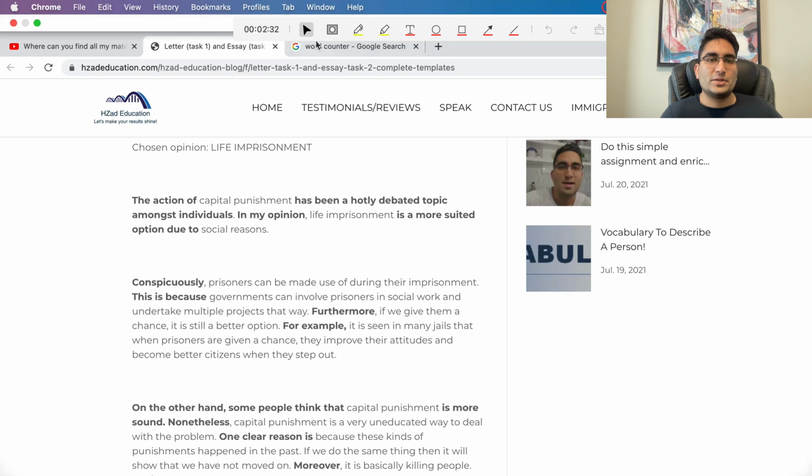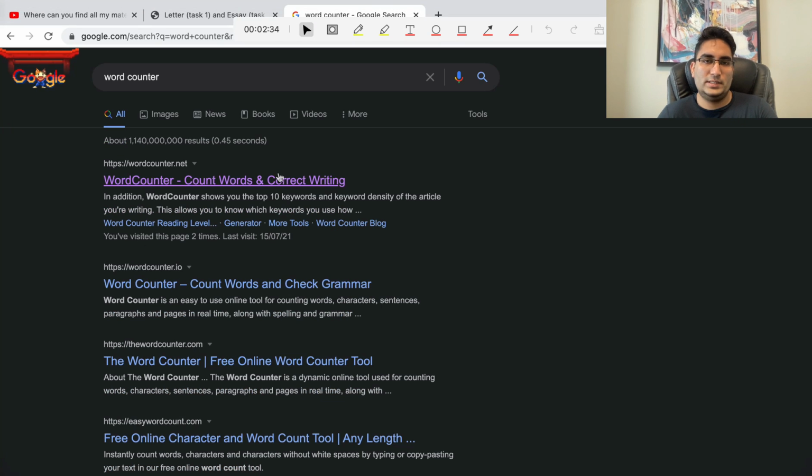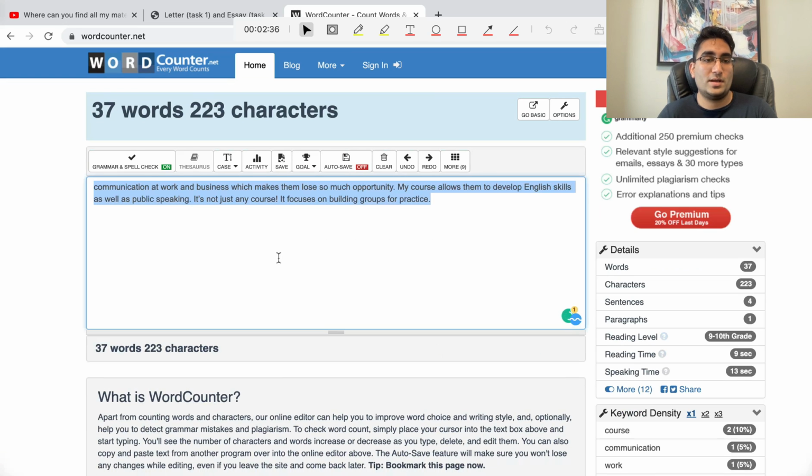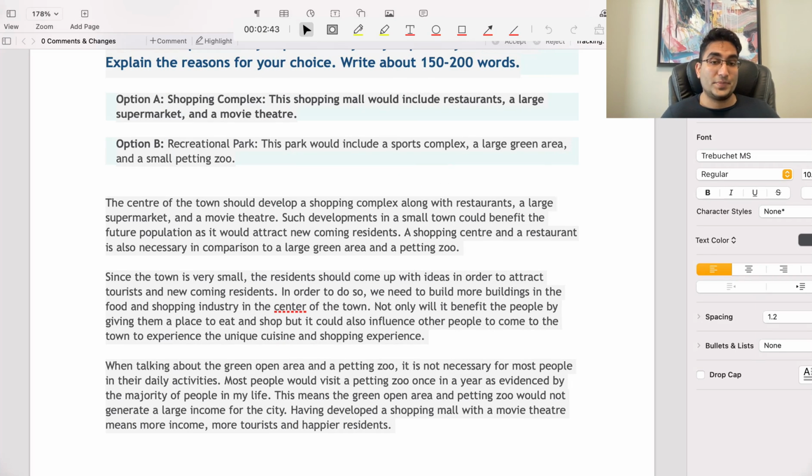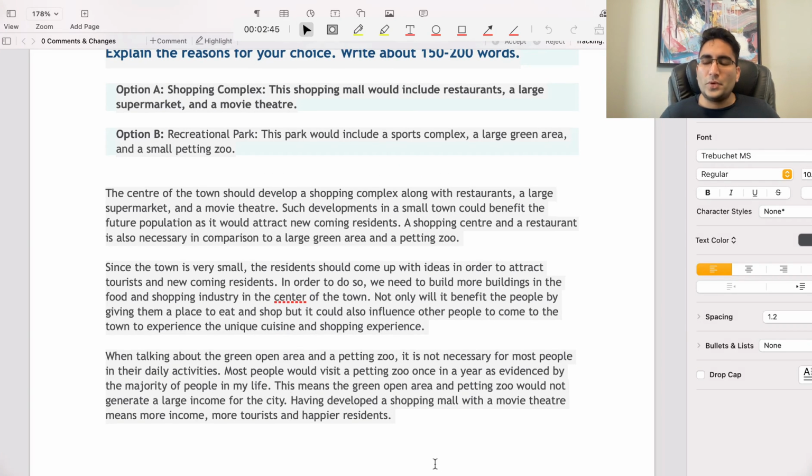Anyway, we'll come back to the writing. Let's check the words. I really don't know how to do it on Pages on Mac. But this one is saying it's 217 words, so right away that's a deduction. That will deduct a few points because you're supposed to have 200 words.